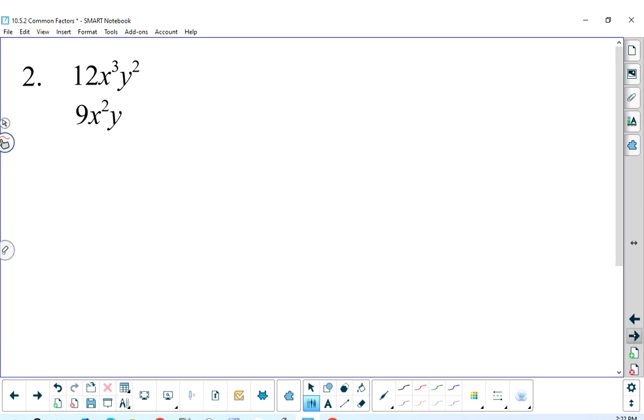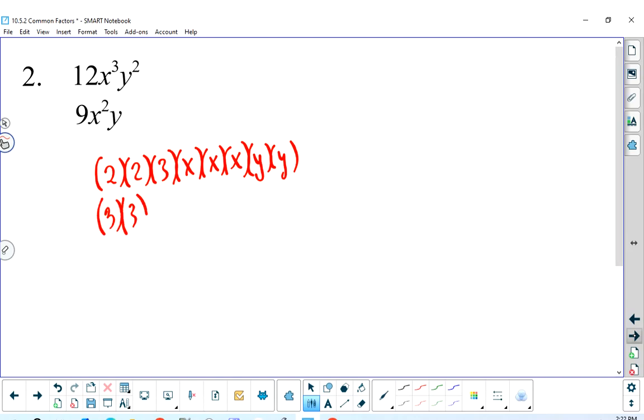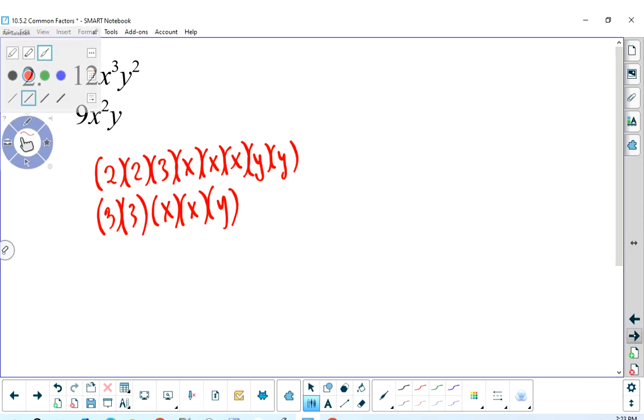How can we use that here? Well, if I write 12x cubed y squared, 12 is 2 times 2 times 3. X cubed is x times x times x, and y squared is y times y. What do I have here for the 9? I have 3 times 3. For the x squared, I have x times x, and I have a single y. So there is some common factoring going on here in terms of the numbers.